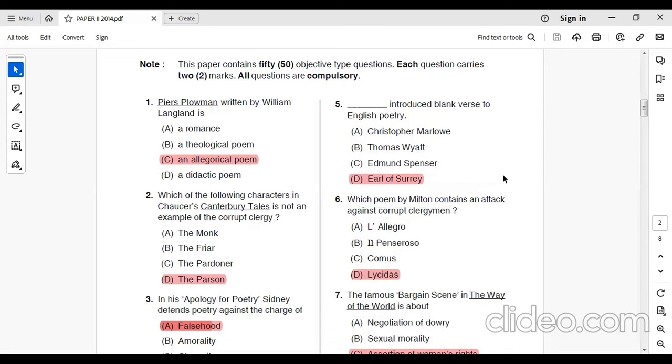Question number six, which poem by Milton contains an attack against corrupt clergymen? So the answer is here. Lycidas is a poem by John Milton, which was written in 1637. It's a pastoral elegy. It first appeared in the 1638 collection of elegies.